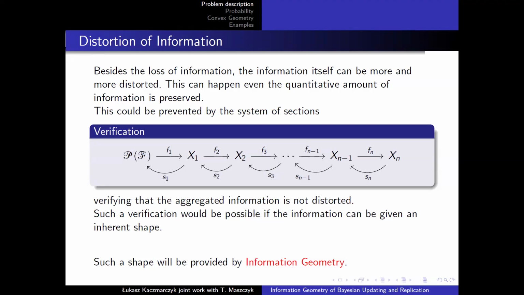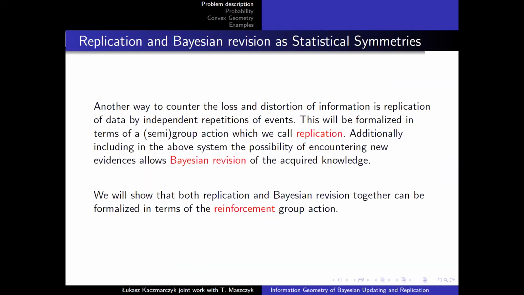So, okay, we know what we have. We know that we're looking for something in the realm of information geometry. So how will we approach this process of gaining knowledge? Well, both replication and Bayesian revision should come from some kind of group or semigroup action. And these symmetries should reinforce our certainty when it comes to possessed knowledge. And that is why we decided to couple them together and give it a name: reinforcement.